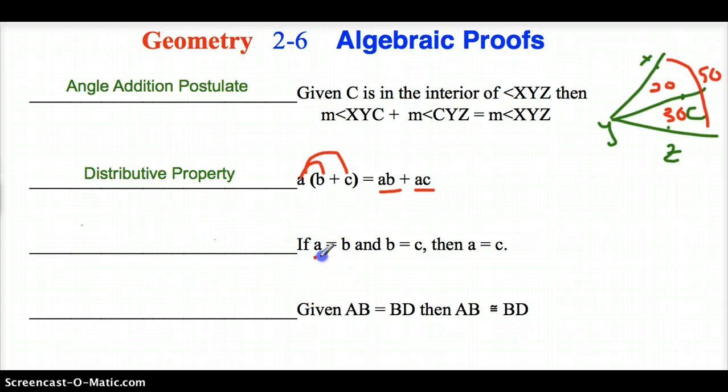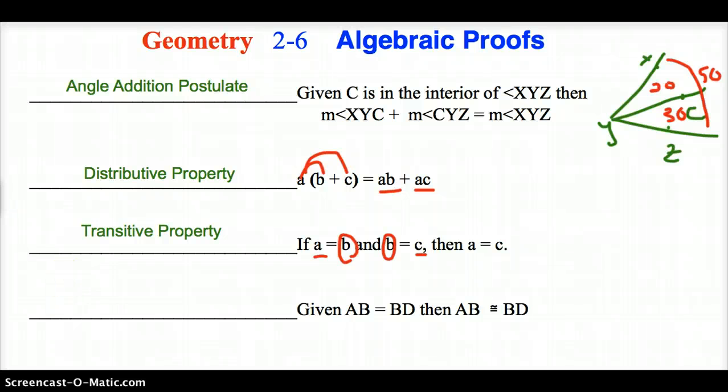In our third one, if A equals B and B equals C, then A equals C. Here I have A, then I have the B here equals the B, and here's the B again, and the C. That's called transitive. Transitive is where things are being moved around.